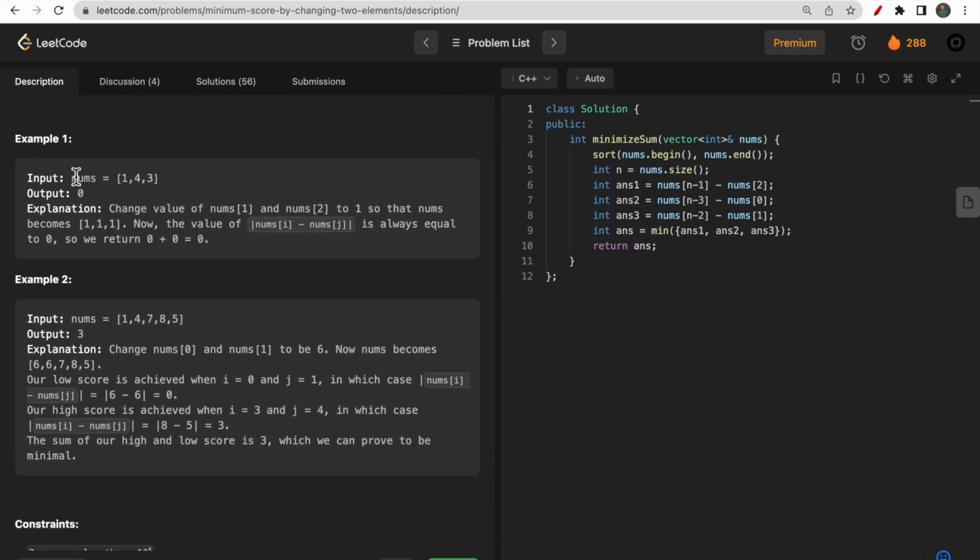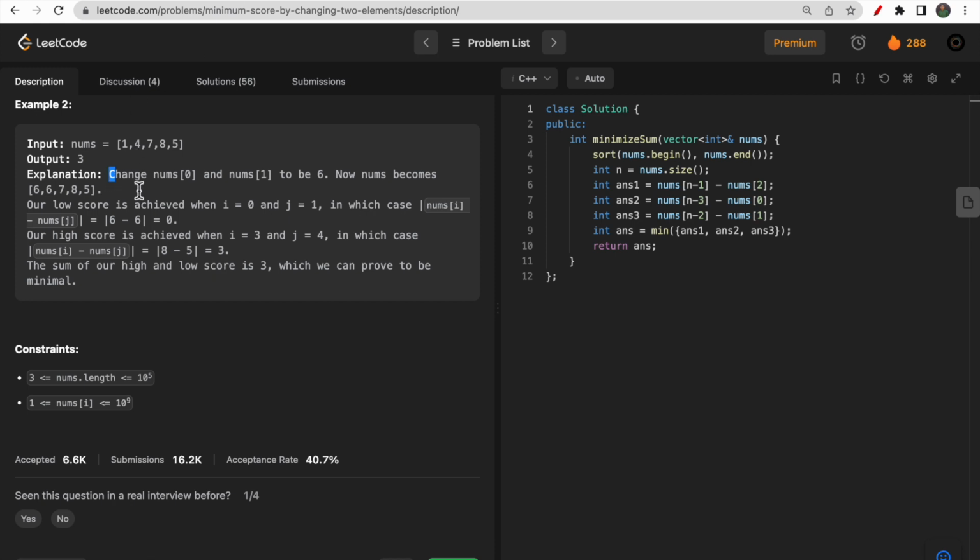So here we are given nums array 1, 4, 3. As you can see, we change nums of 1 and 2 to 1. That means this 4 to 1, this 3 to 1, then our array becomes 1, 1, 1. And if you take nums of i minus nums of j, that means the minimum difference, if you find the low, then it would be 0, and high would also be 0 in this case. So we return 0 as our answer.